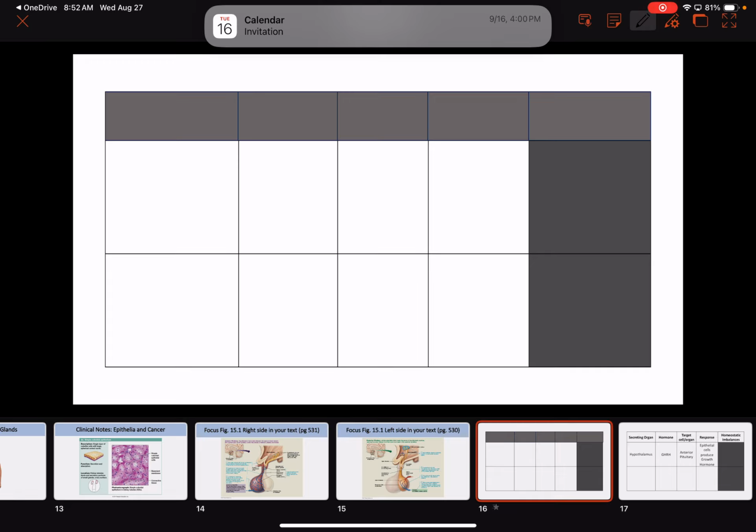Now, these are not the only hormones that we're going to talk about this semester. As we go along the semester and bring up different organ systems, you're going to be taught more hormones than what we're going to talk about today. So this is a good reference sheet to have and then to add to throughout the semester as we add more hormones.